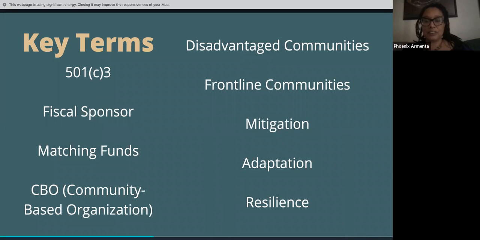And then these last three terms, mitigation, adaptation, and resilience, I think you guys have heard a lot in these different presentations, and I wanted to make sure that we had an understanding of what these are. These are often seen as different fields in the environmental field, like the field of mitigation, the field of adaptation, or the field of resilience.